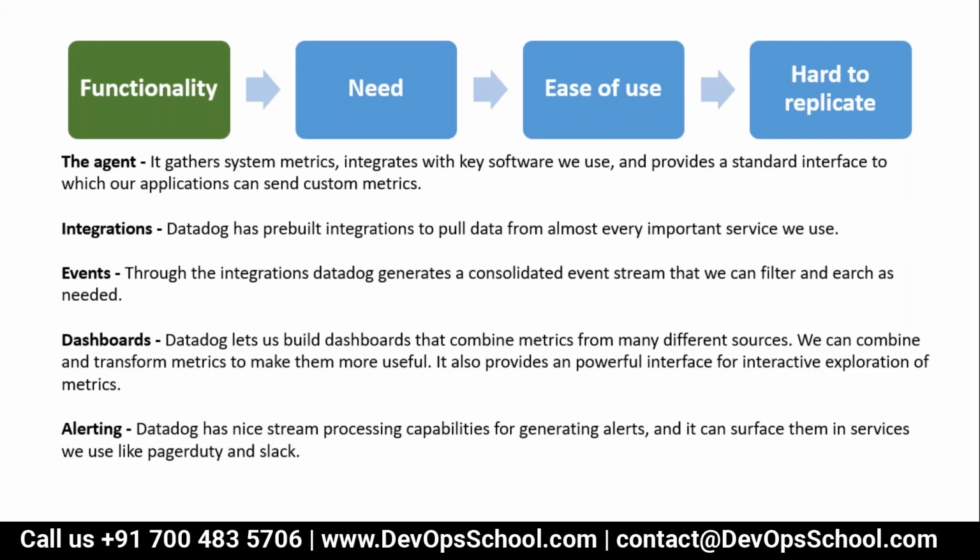It also provides a powerful interface for interactive exploration of metrics, and you need a functionality for alerting also, which Datadog has, a nice stream processing capability for generating alerts, and it can surface them in a service we use like PagerDuty and Slack. So these are the functionality when you set up observability. These are the functionality you need.